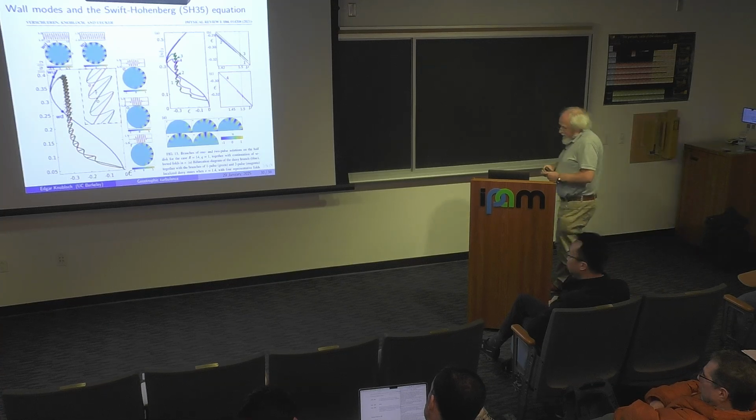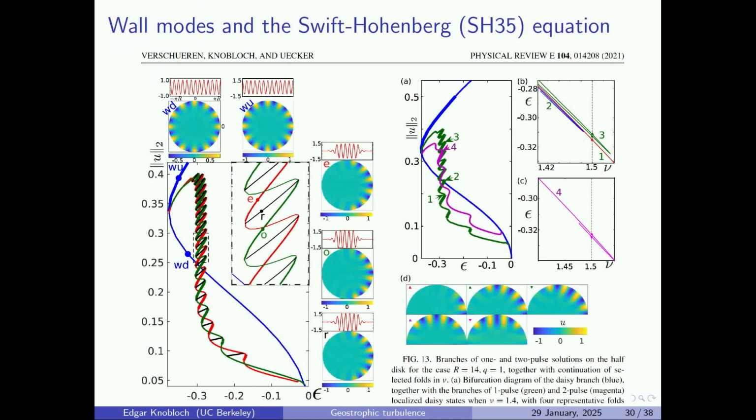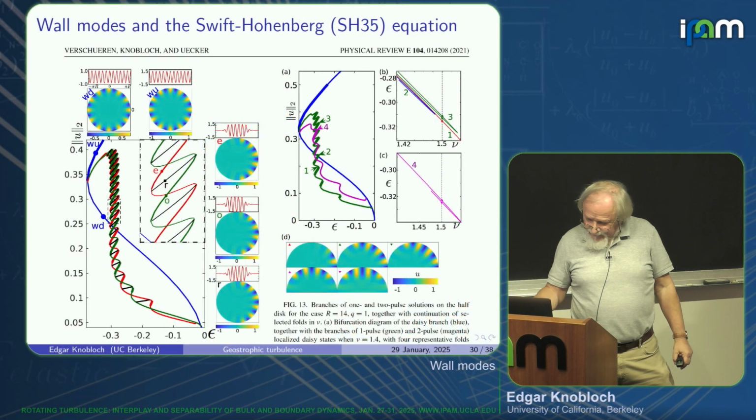I don't really want to spend time on this. So that's a wall mode for the Swift-Hohenberg equation. And it has various interesting behavior. Do they persist? This is the real Swift-Hohenberg equation, so everything is ultimately stationary. It's a gradient system. But we can make the move. It's another story.